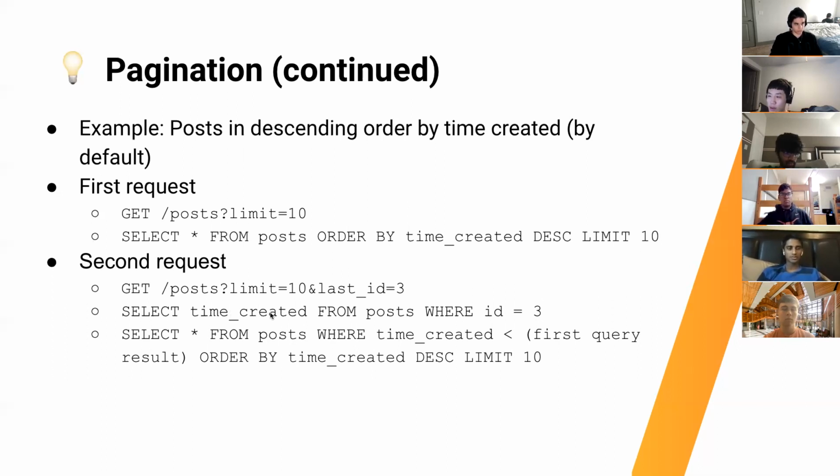And then you use the result of this query to do another query where you get from posts where time created is less than, or basically before, the last entry in your first page, and the rest is the same. This allows you to step by step climb down the list of results, and every time you can go straight to where you left off without having to search through the data, right?